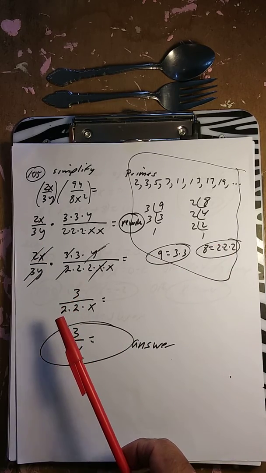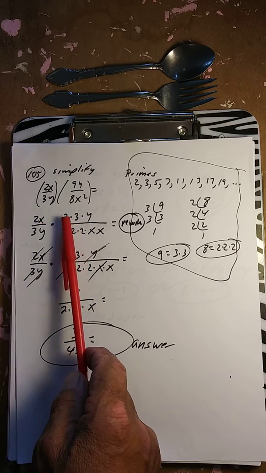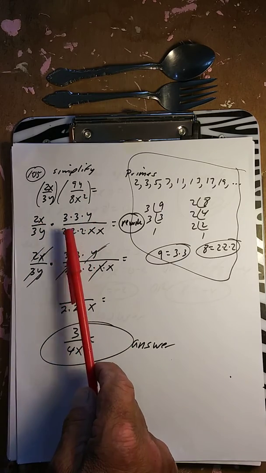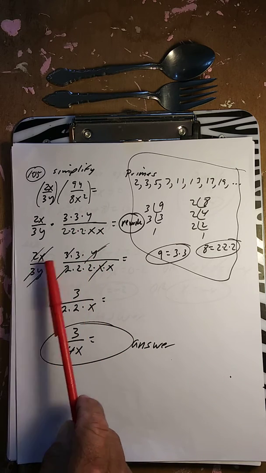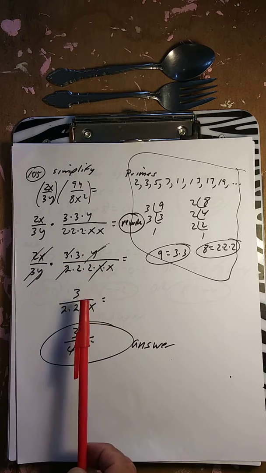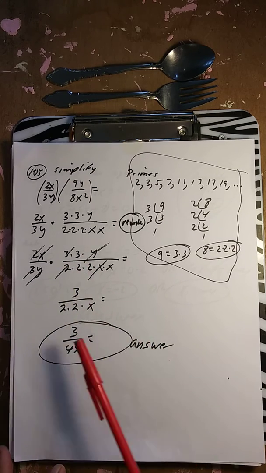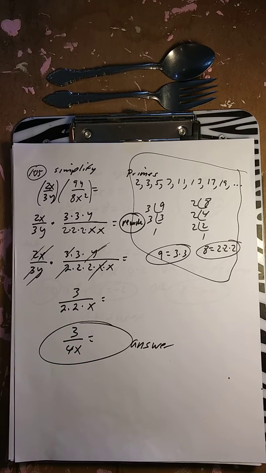So now we have 2x over 3y, and this is going to be 3 times 3 is 9 and y. 2 times 2 times 2 is 8. x and x is x squared. And we can cancel 3, 3, 2, 2, y and y, x and x. We still have left over 3 over 2 times 2 times x, or we write it as 3 over 4x. All right, go to the next one.